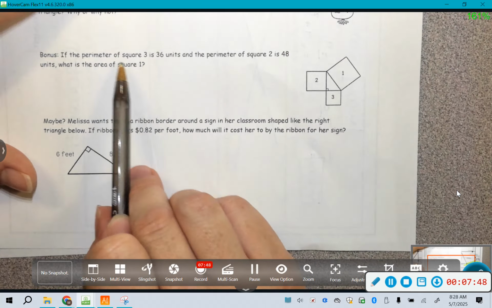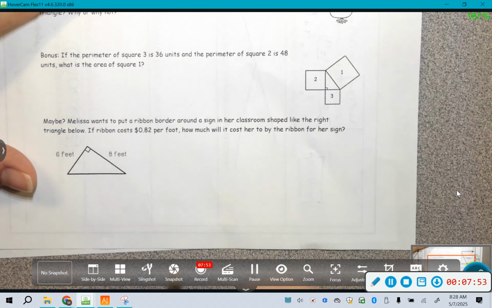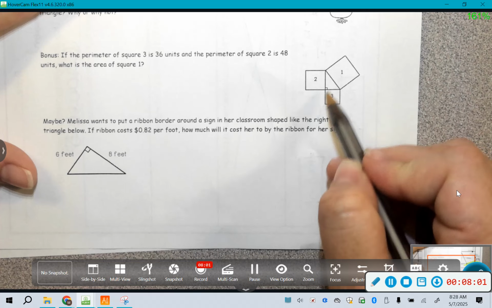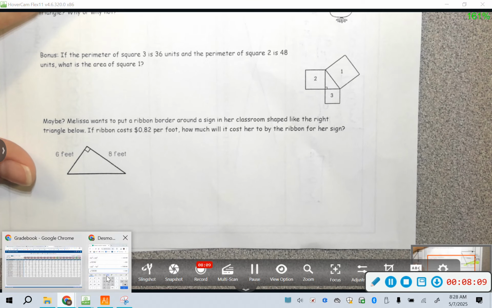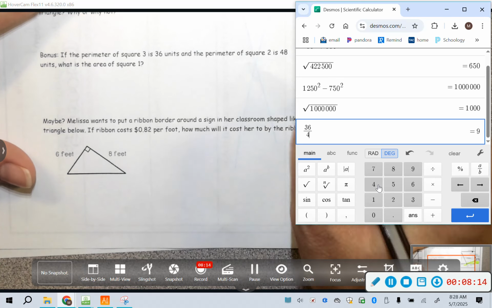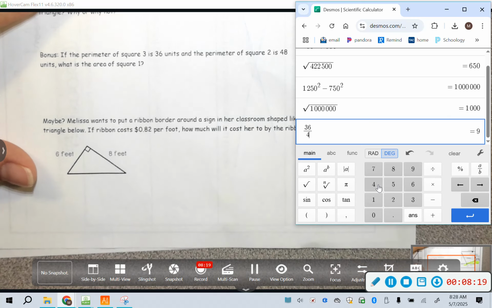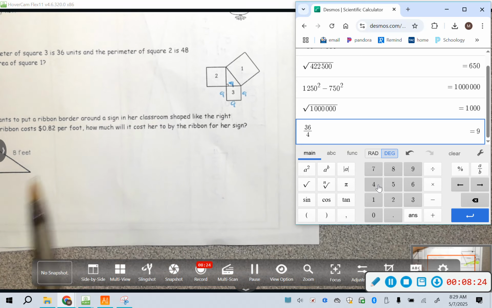It says if the perimeter of square 3, this is square 3, is 36. Does that mean this one side is 36? No. How would I find my answer? Divide by 4, because perimeter is adding all the sides, and there's 4 sides, and it's a square, so they're all exactly the same, right? So what's 36 divided by 4? If we don't know, we can use our calculator. 36 divided by 4. So I know that all sides of this are 9. Does that make sense? Okay, so if you want to do the bonus, you have to think like that.